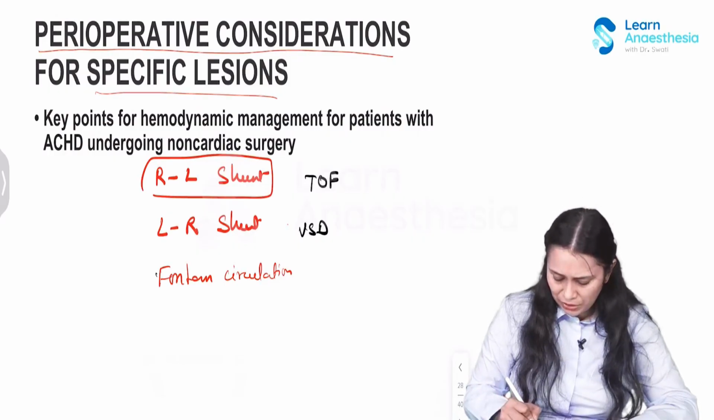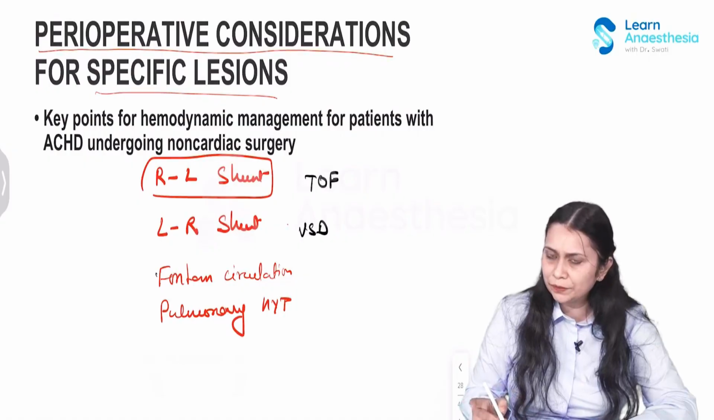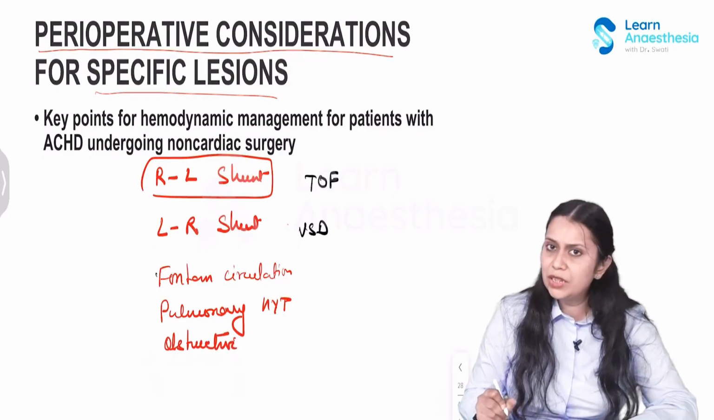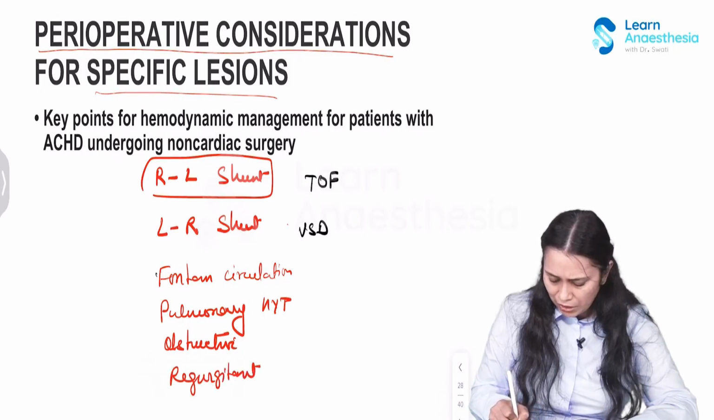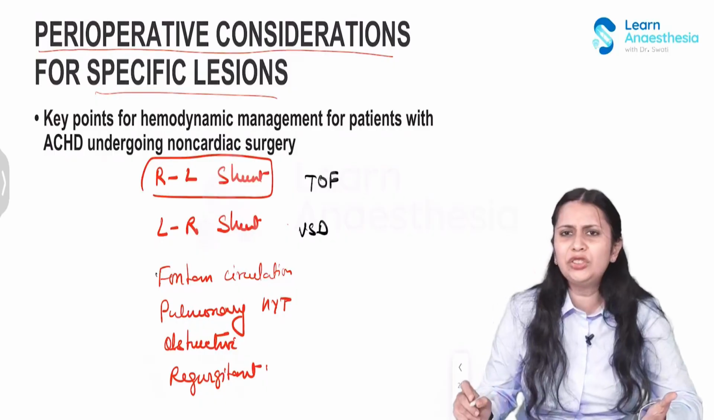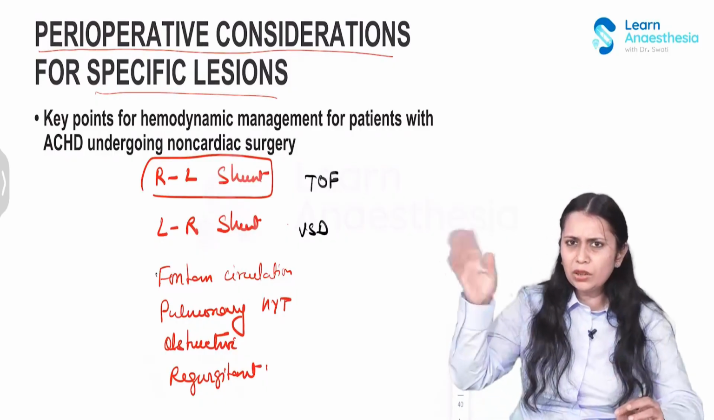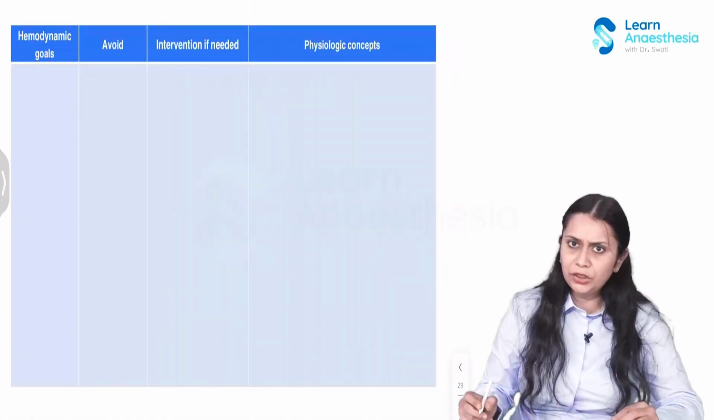Then we will discuss patients with pulmonary hypertension, and what important precautions we have to take. Then we will discuss the obstructive valvular diseases and the regurgitant valvular diseases. And in the end, I would just mention the post-cardiac transplant patient, what important things we need to keep in mind. So let's start with right to left shunt.